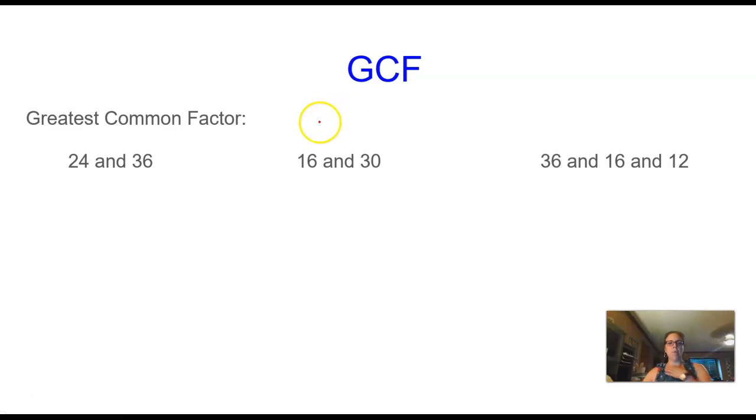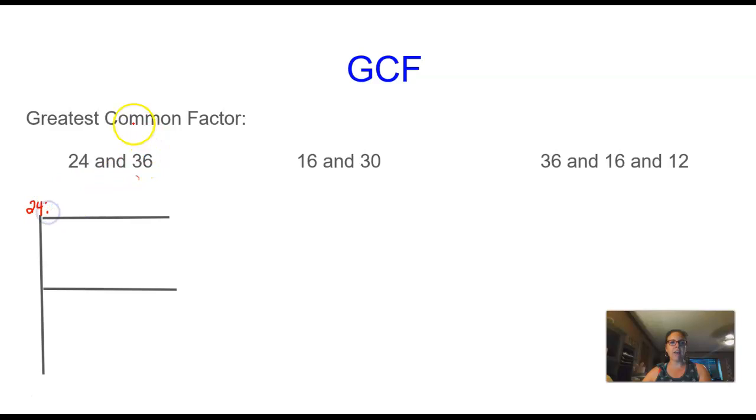All right. So just start with this first one. We're going to write this one down, 24 and 36. So we're going to find what they have in common. One way to remember this is to draw a big F for factor. And then we're going to put 24.